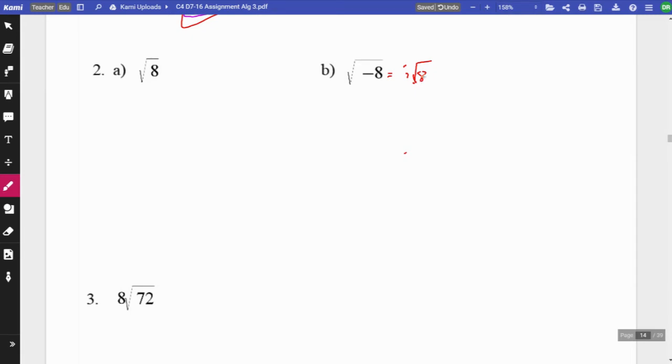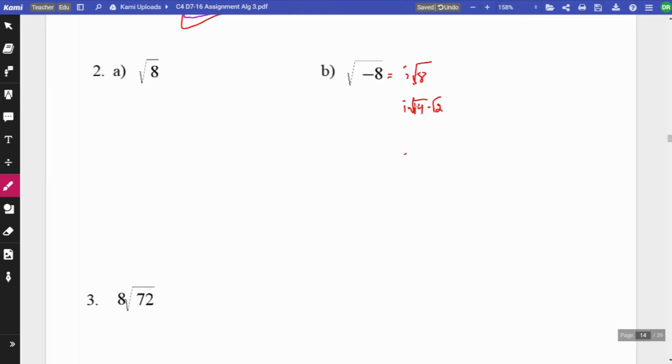So now we're thinking of 8. We want to think of numbers that multiply to be 8 to try and break it down. We still have an i there, but the only 2 numbers that multiply to be 8, other than 8 and 1, are 4 and 2. So we'll try that. Square root of 4 times square root of 2, because 4 times 2 is 8. Square root of 4 times square root of 2 is square root of 8.